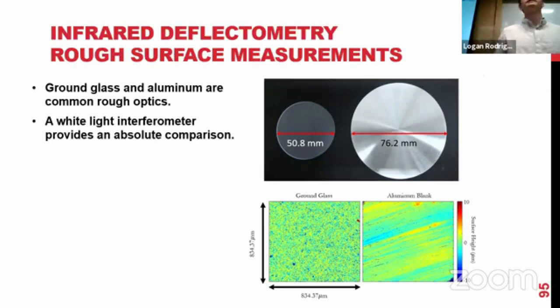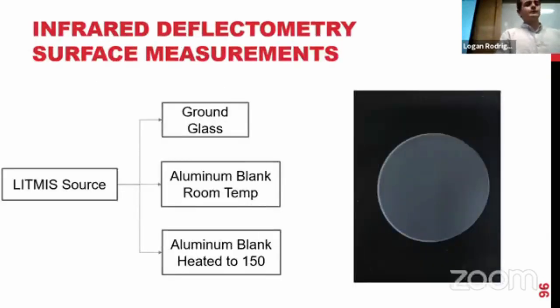I showed you the DKISS primary mirror when it was in its ground state. And additionally, an aluminum blank that we had in lab. We measured both surfaces with a white light interferometer to measure the surface roughness as a sanity check later on. So this process, first of all, looks like we use a litmus source, a long wave infrared camera, and we have our UUT, which is in the first case a ground glass.